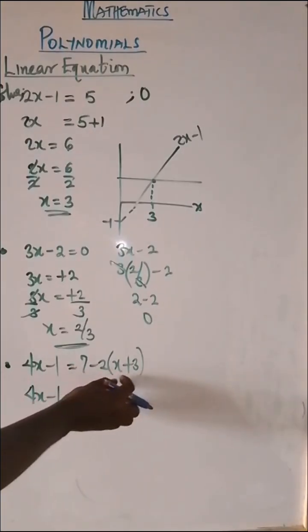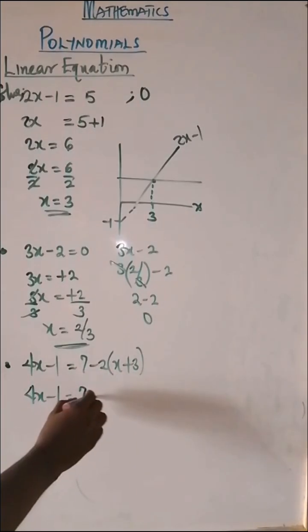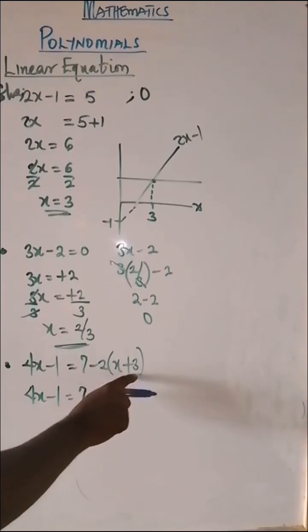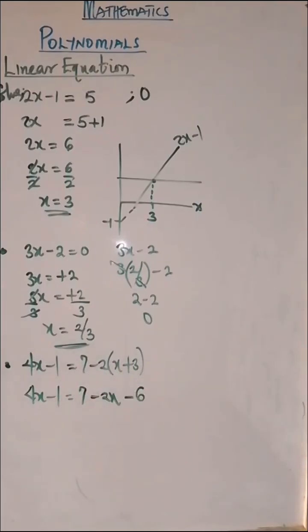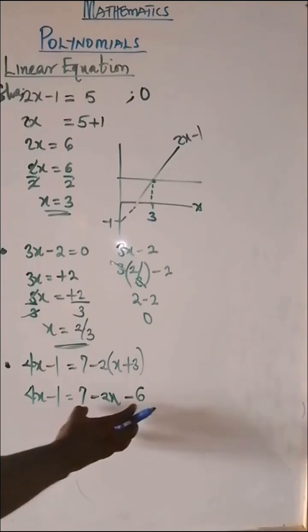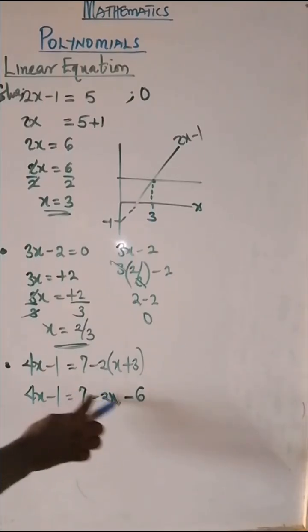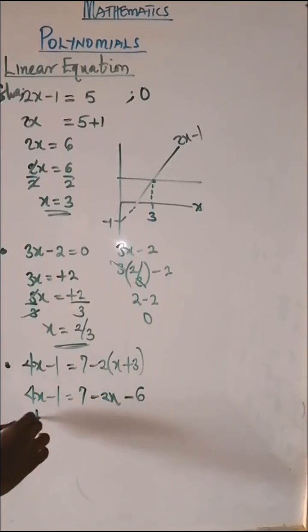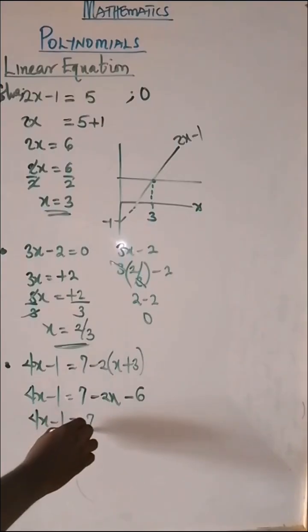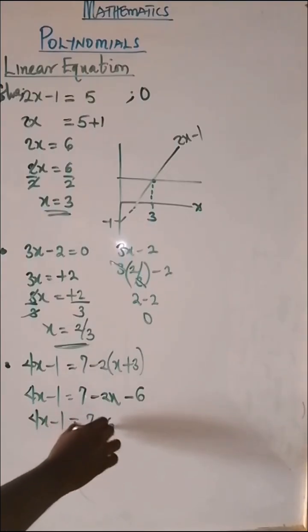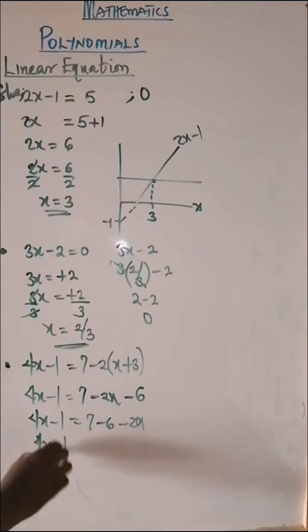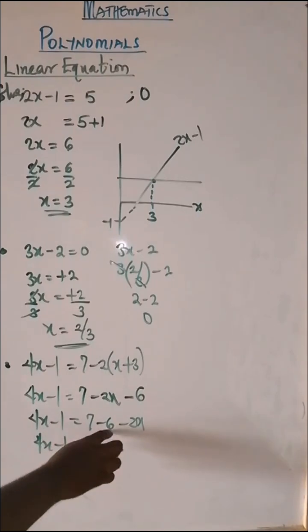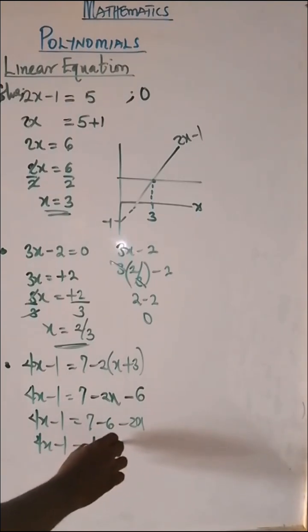Then this minus 2 multiplies x. Minus 2 times x is minus 2x. Minus 2 times plus 3. Minus times plus is minus, 2 times 3 is 6. Then for this side, we can rearrange. Here I have 7 minus 6. So this remains 4x minus 1 equals 7 minus 6 minus 2x. I only rearrange here. So this becomes 4x minus 1 equals 7 minus 6, which is 1, minus 2x.